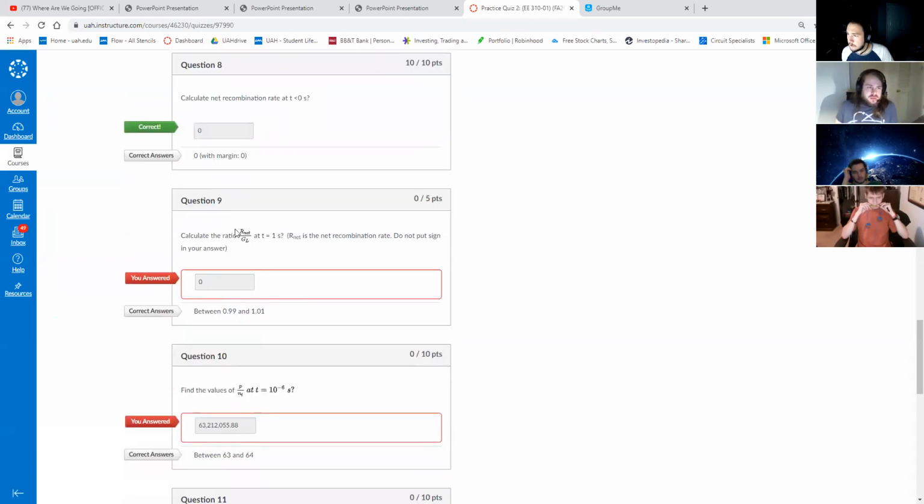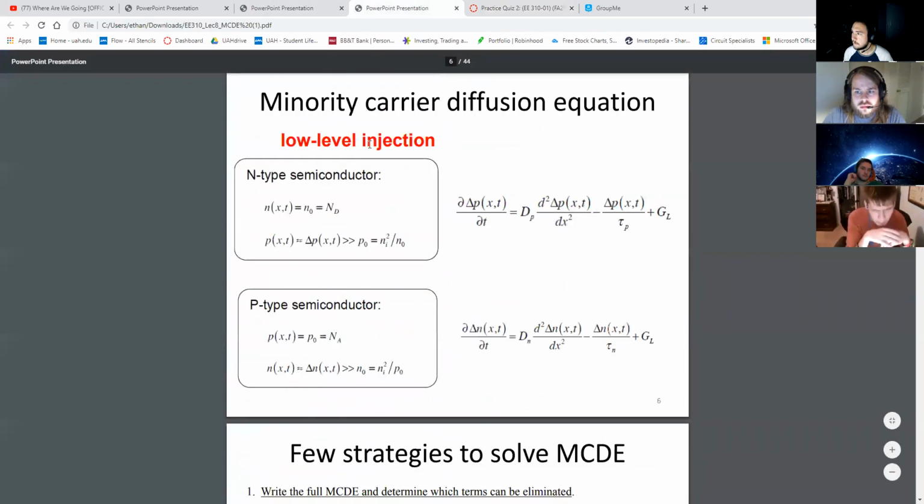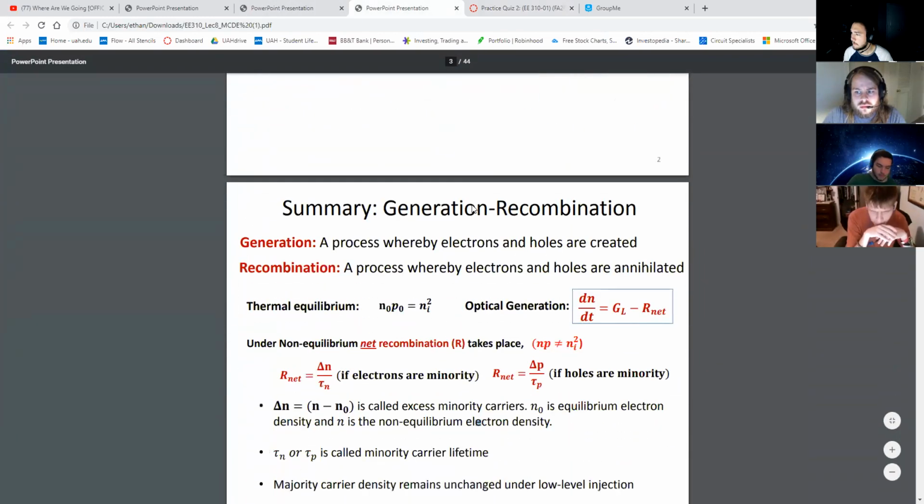So calculate the ratio of the net recombination value divided by GL at t equals 1 second. So now this is just saying that we are at some time and we're at the net recombination rate. So we have to solve for R net and we already know GL. So R net is given in a formula. I think it might be up here. Yeah, right here.